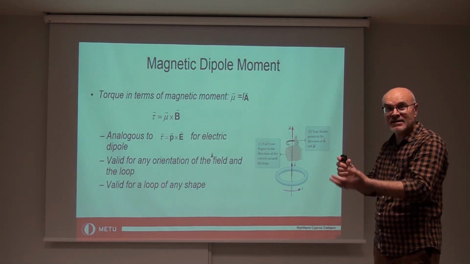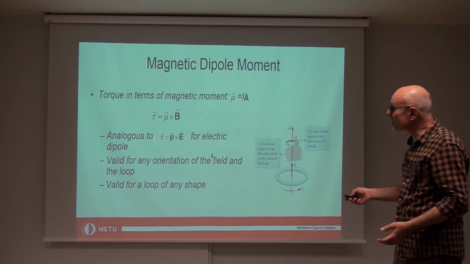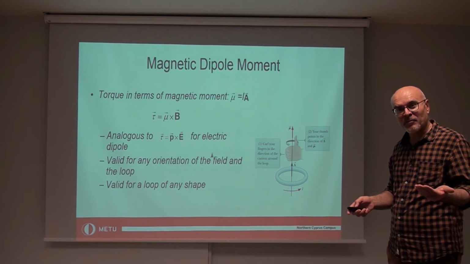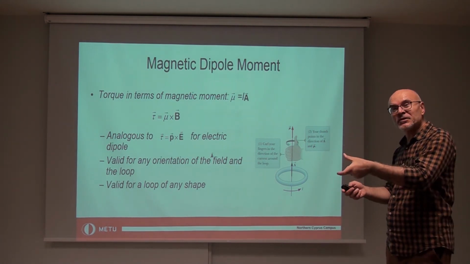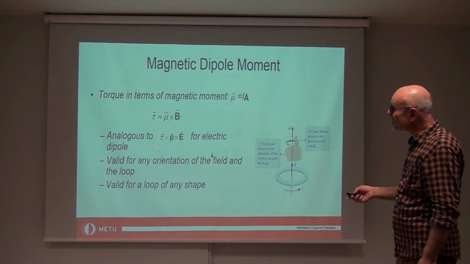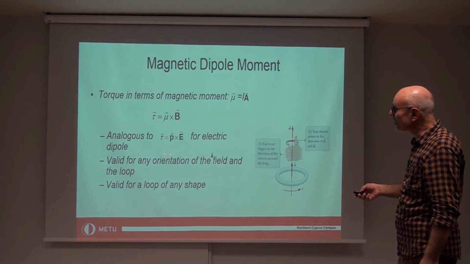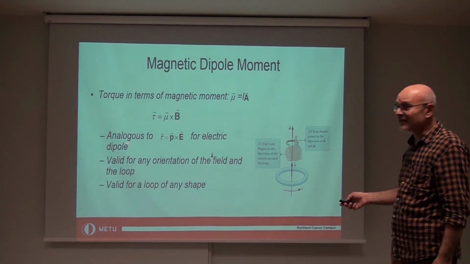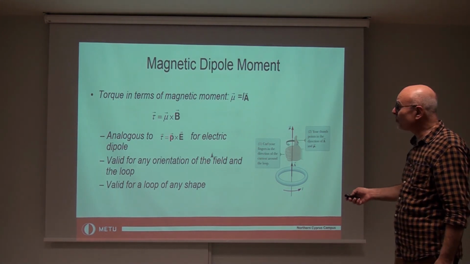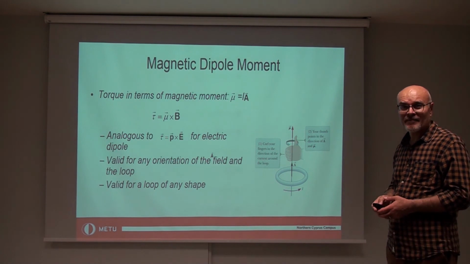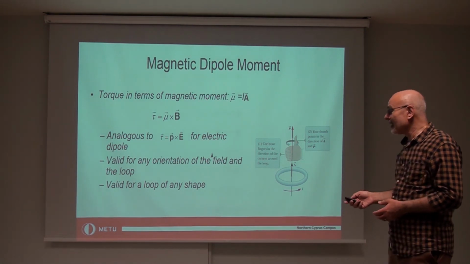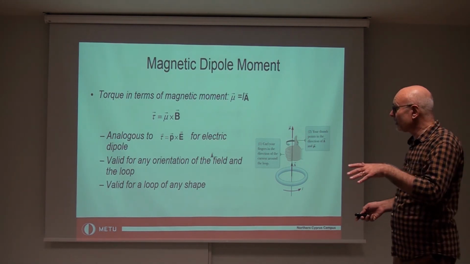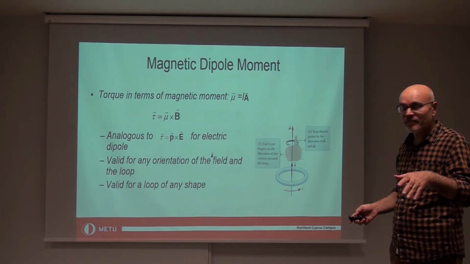Actually, it will dance. Now we have seen a similar expression before when we talked about the electric dipole. When we put an electric dipole in an electric field, it experiences a torque given by P cross E. So you can see the similarity: B goes to E, mu goes to P. As simple as that. Again, I emphasize that this relation is valid for a loop of any shape.